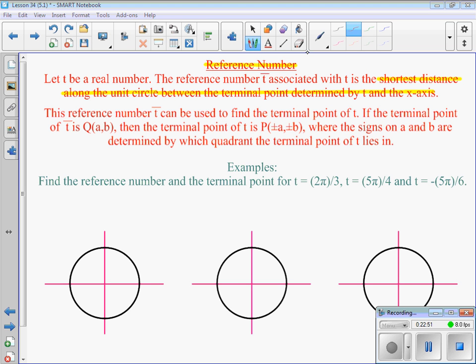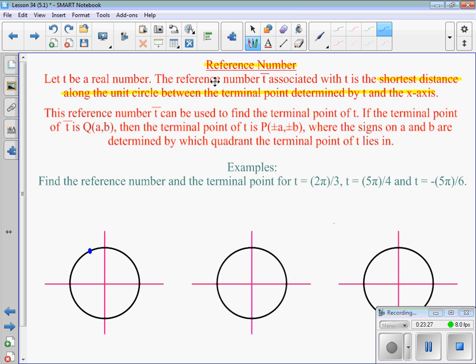Okay, so let's just look at the first example. First example says find the reference number and the terminal point for t equals 2 pi over 3. So it does say to find both, so let's try both here. All right, to find the reference number, let's first find where 2 pi over 3 is on my unit circle. So you have your unit circle right above there, right? Where is 2 pi over 3 on that unit circle? Which quadrant? In the second quadrant, and it's up here, isn't it?